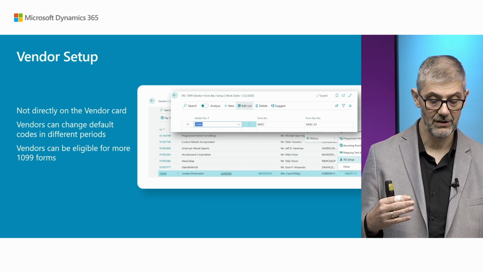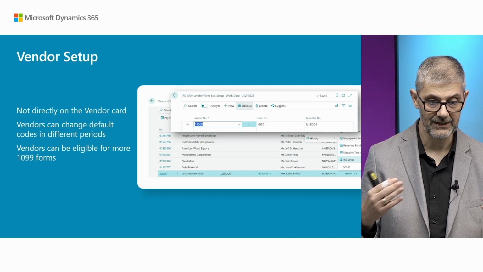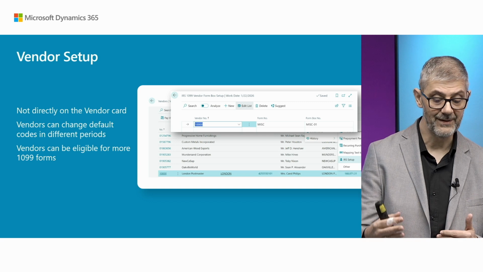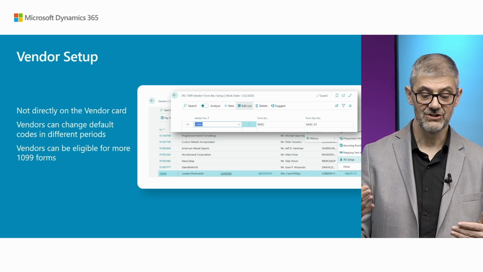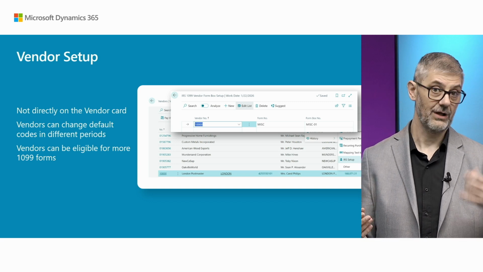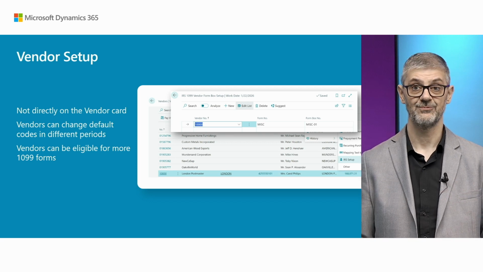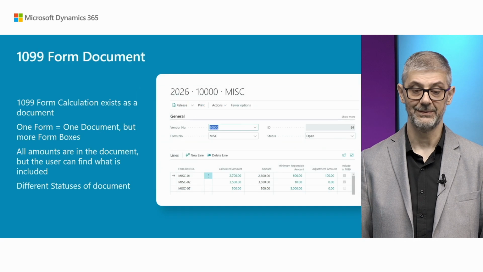You can use different 1099 codes, and in different periods, a vendor can be eligible for different 1099 codes. Okay, only one can be default, but you will have many more options using this setup.